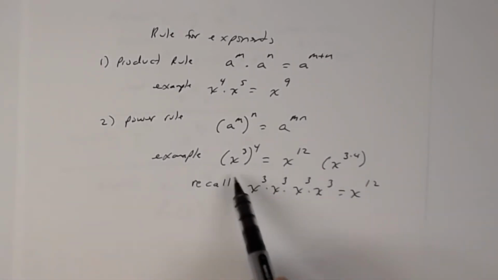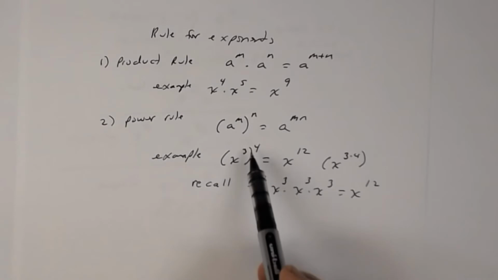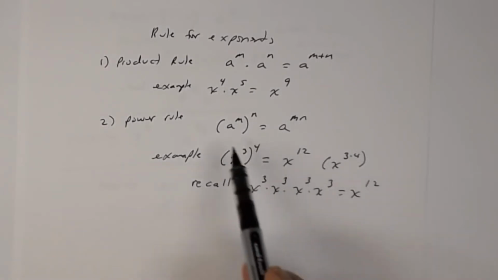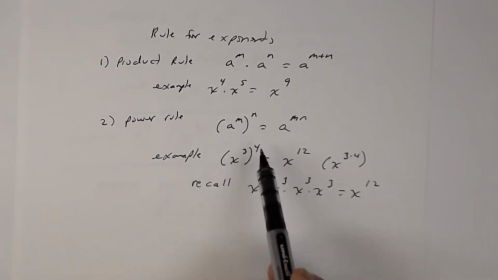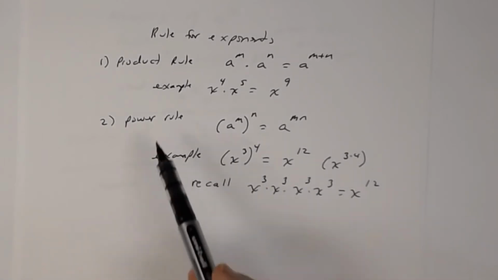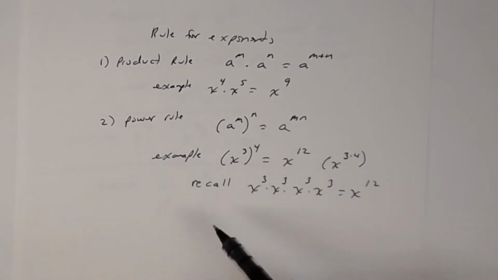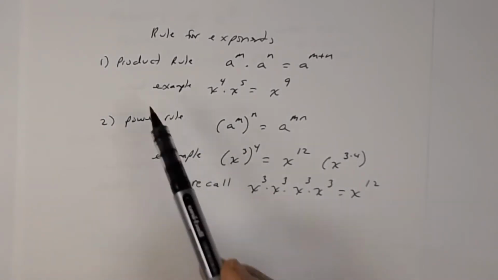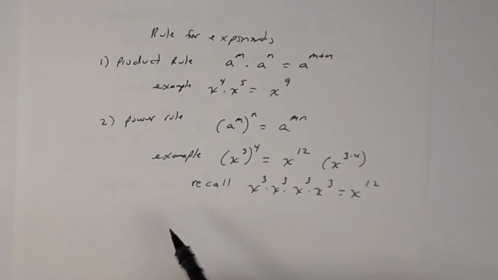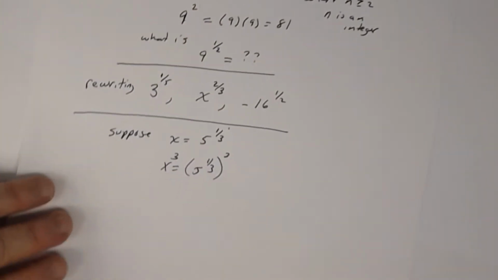Rather than, if this was 40, you wouldn't want to write this out 40 times, right? So you want to use the power rule. So you just multiply exponents together. And there are some other rules for exponents, and we'll get to them through the lesson, but these are the only two I wanted to remind you about for right now. So let's go back to this right now.